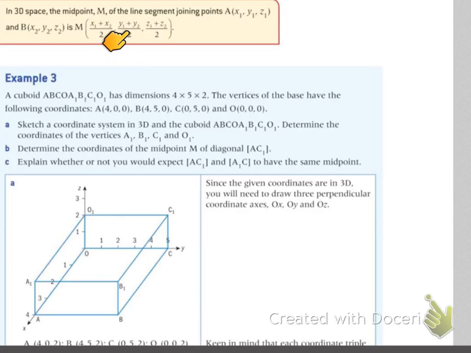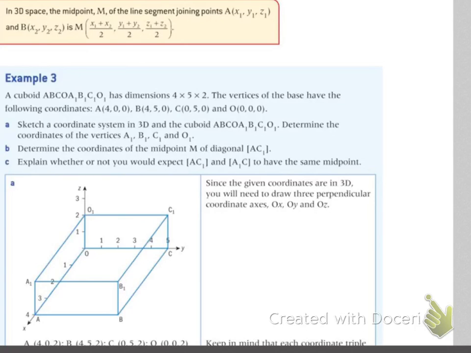Hey, there's the formula. Add them up, divide by 2. Add them up, divide by 2. Add them up, divide by 2. So that is really cool. You guys will actually recognize, I think in the next lesson, we start talking about the distance formula, and the 3D distance formula is just the extension of the regular distance formula.